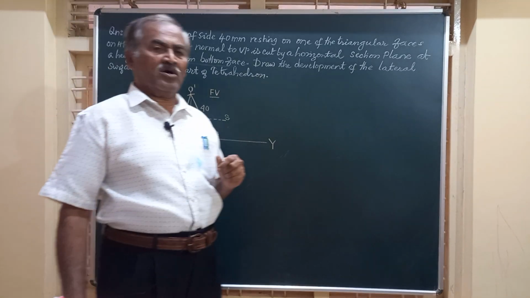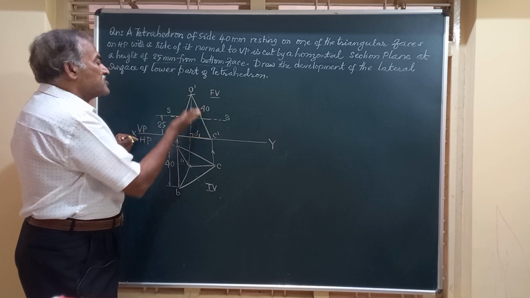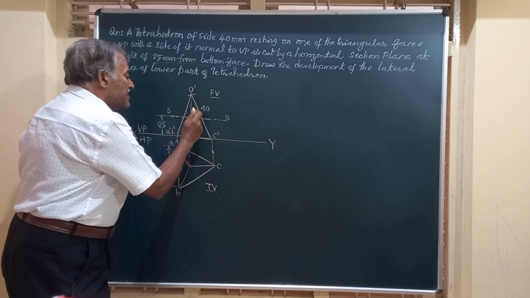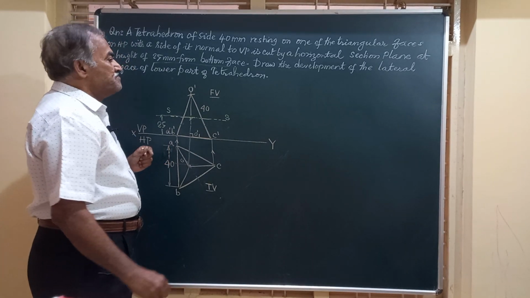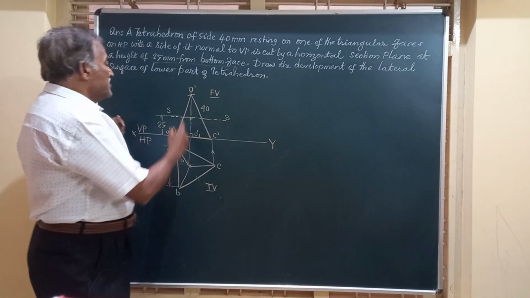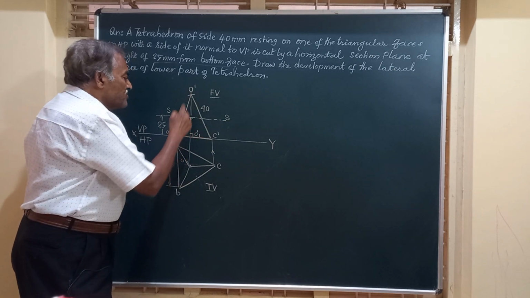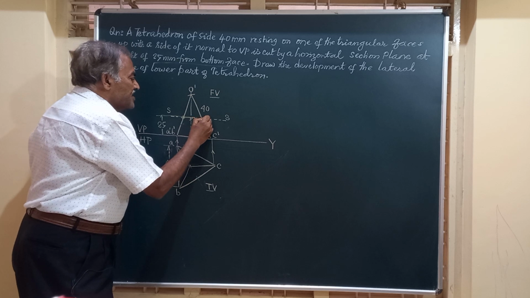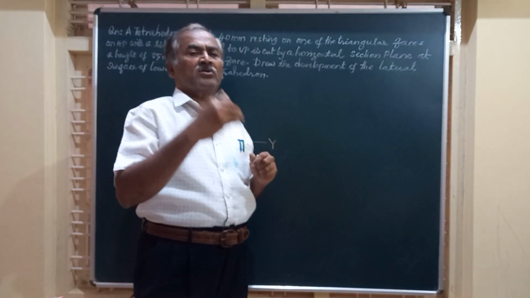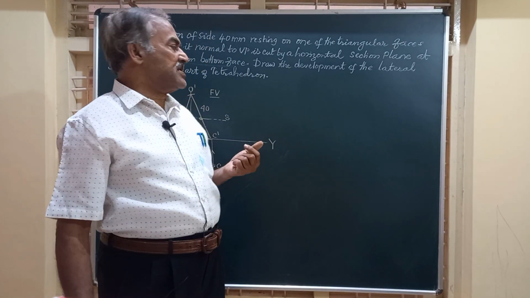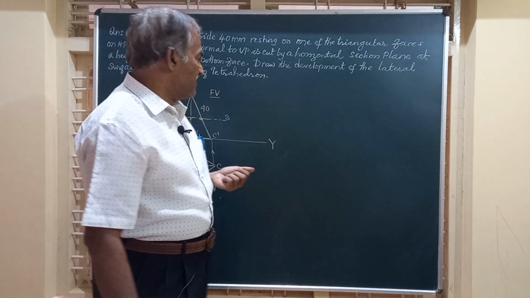So SS is the horizontal section plane that is cutting this tetrahedron at a height of 25 millimeter from the base. And friends, now this section plane is cutting the slant edges OA and OB here, and that of OC here. So you are going to get 3 points on the inclined edges of the tetrahedron. Let us come to drawing the development of this.